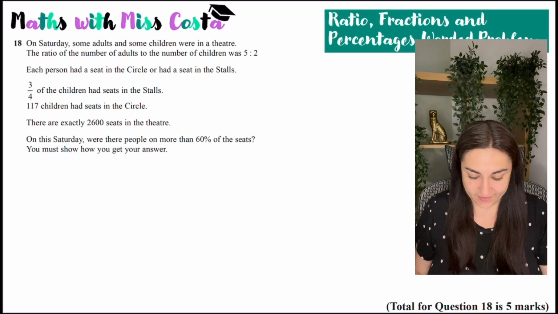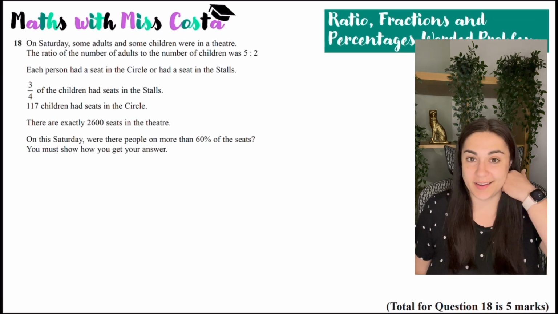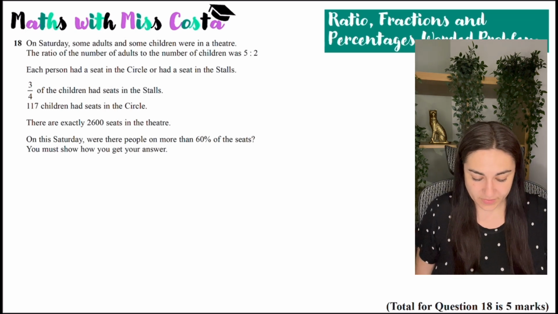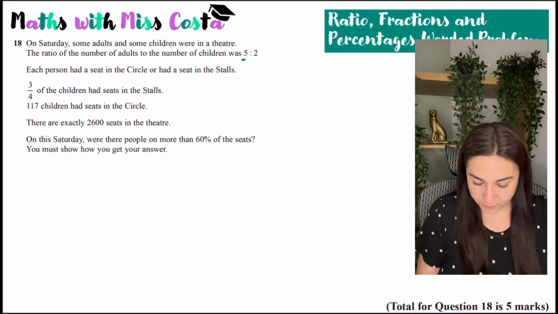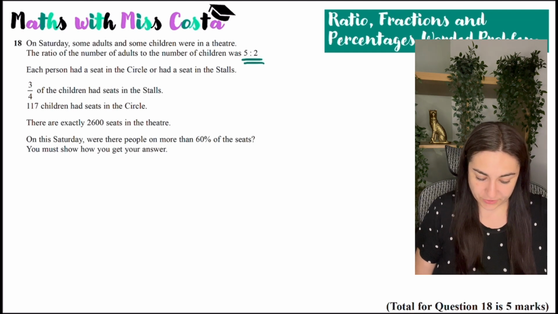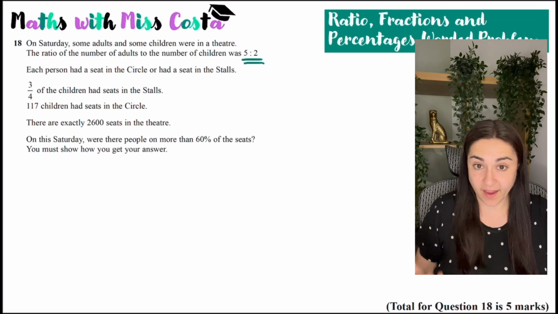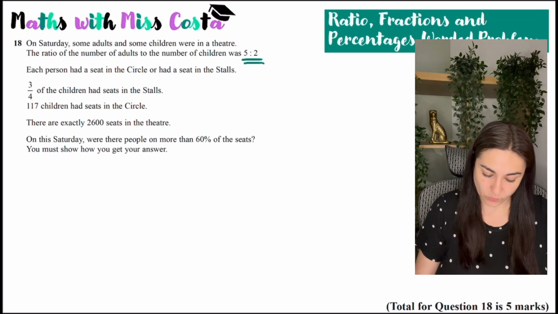Okay, next I've got a mixed question. So on Saturday, some adults and some children were in a theatre. The ratio of the number of adults to the number of children was 5:2. Each person had a seat in the circle or had a seat in the stalls.